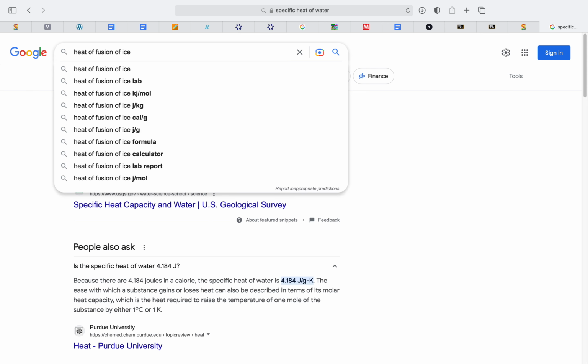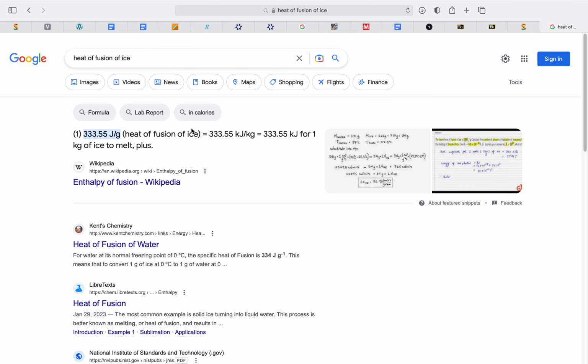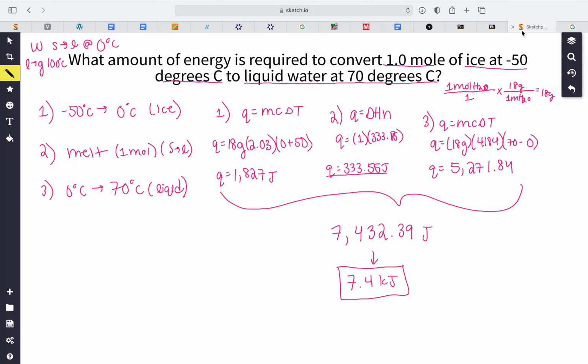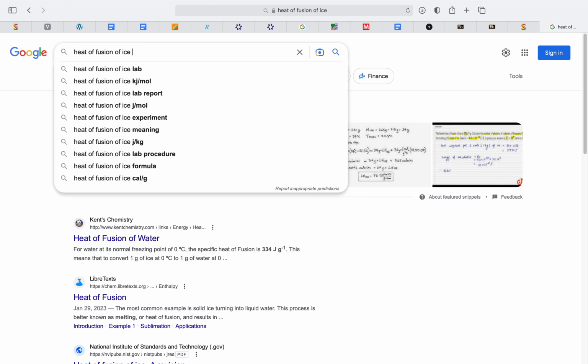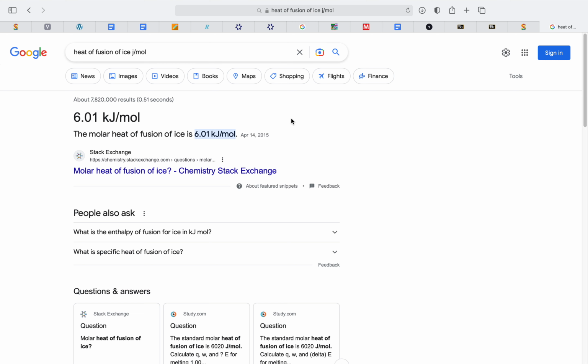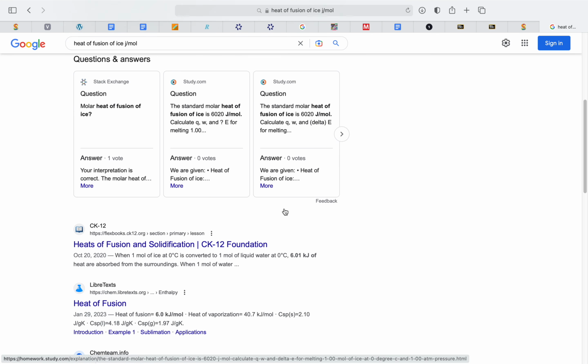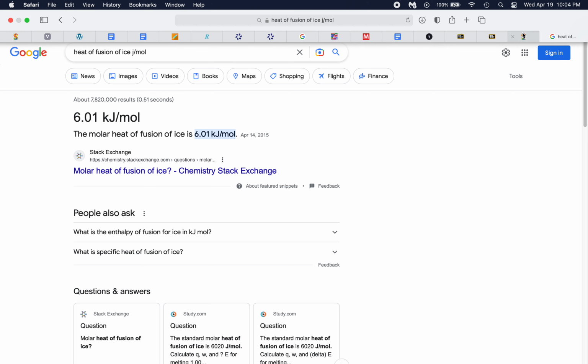Heat of fusion of ice. That's what it says. Joules per gram. Oh, we want joules per mole. Joules per mole. There we go. Okay. That's why we always want to check. This is a learning moment for me and everyone else here. You always want to check your units.